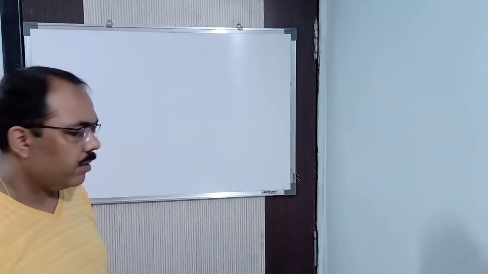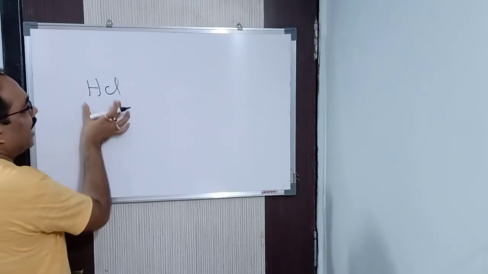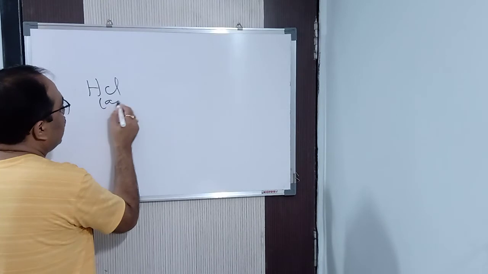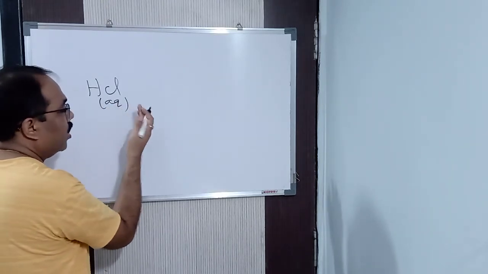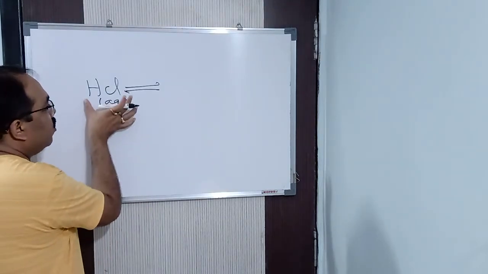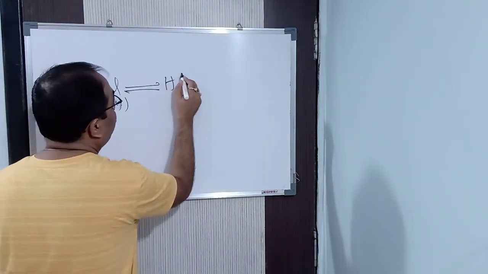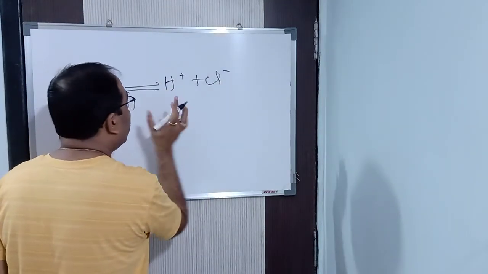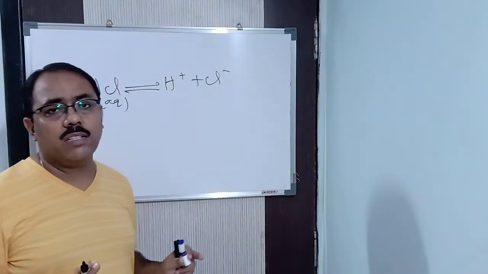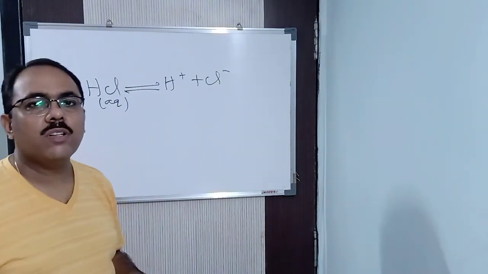Now let me make it more clear. Like HCl, hydrogen chloride, it is a covalent compound. It's a gas, it is a non-electrolyte. When you pass it through water, it becomes aqueous or dilute HCl. Now this is an electrolyte. So for HCl, you will not say HCl dissociates into its ions. HCl ionizes into H plus and Cl minus. Because in case of HCl, ions are not present. Remember, ions are not present in HCl. When you dissolve it in water, then the ions are produced. So this process is called ionization.